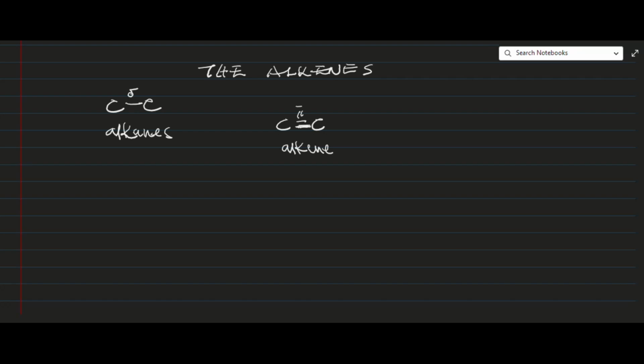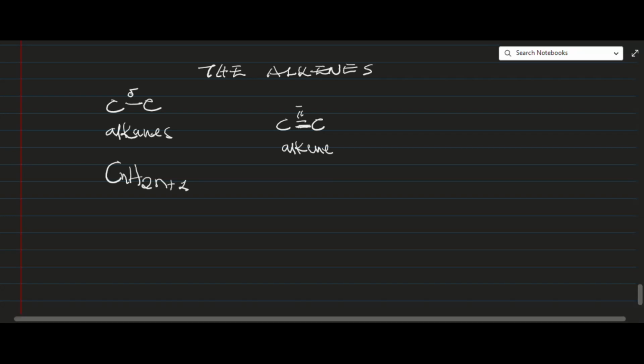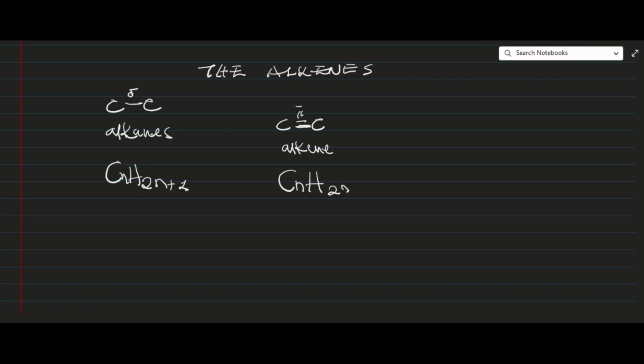Now, what is the general molecular formula for alkenes? Remember, for alkanes it is CnH2n+2. For the alkene, it is CnH2n. That is the general molecular formula for alkenes. From that, we can name any member and draw the structure of any member of the alkene family.